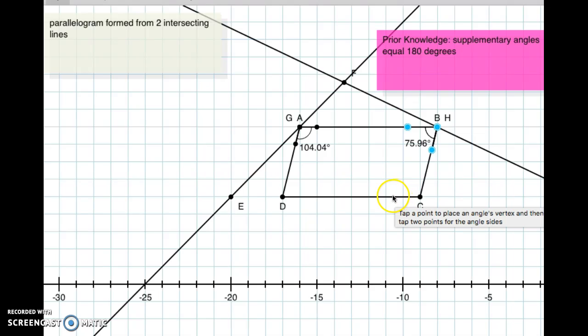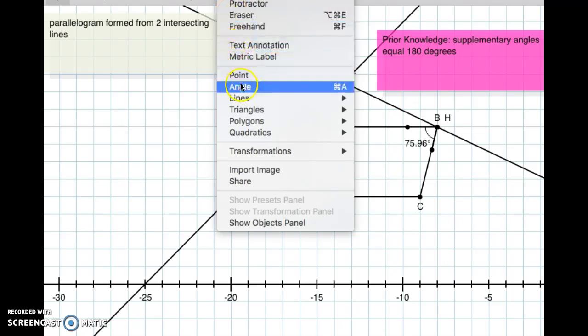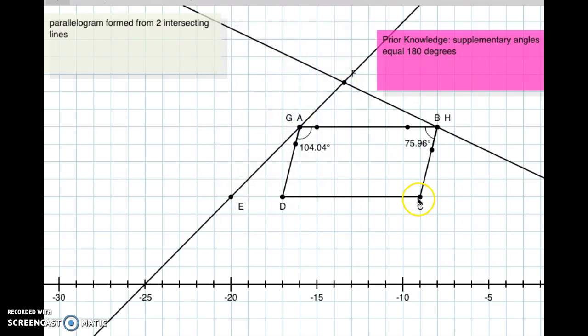So they could actually play around with a tool like this. Oops, I did it wrong. Sorry about that. So go back to angle. I have to hit the vertex first, and then I have to hit each line. And it went the wrong way. I want it to go the other way.